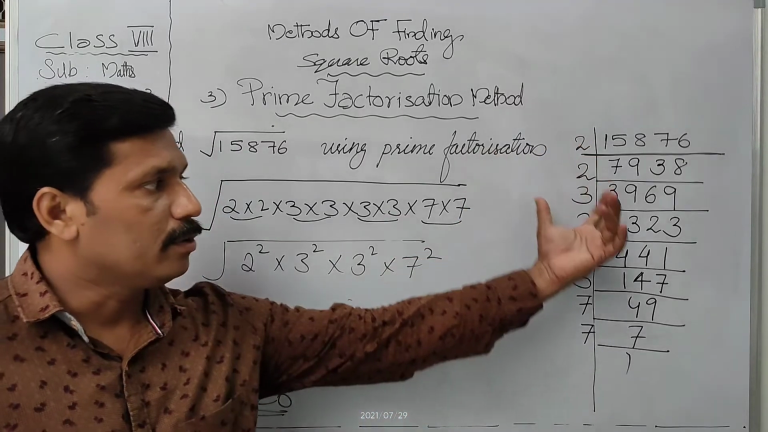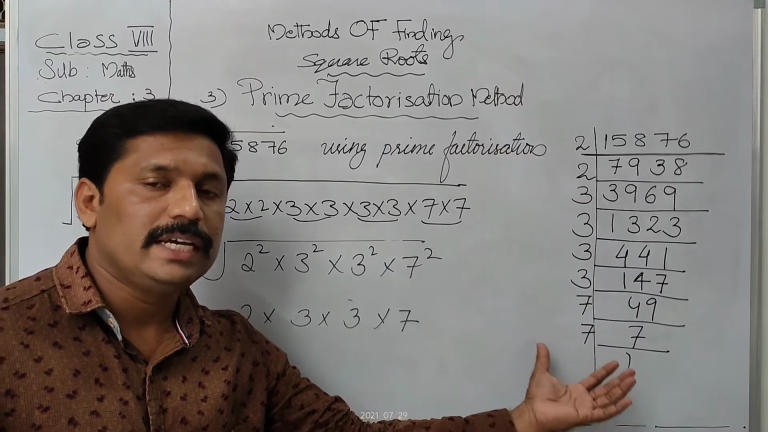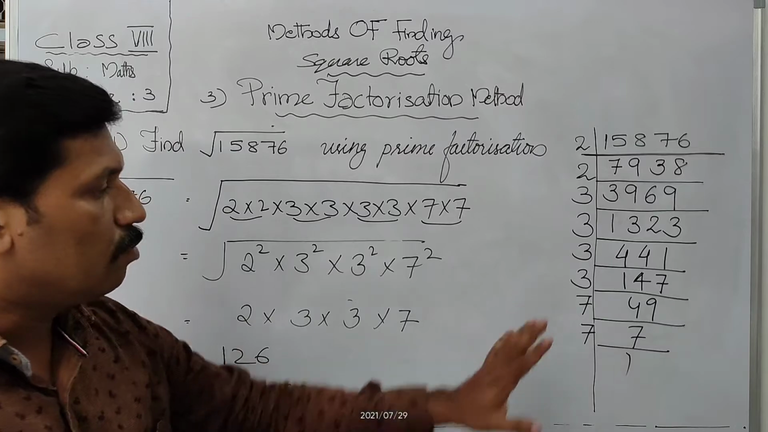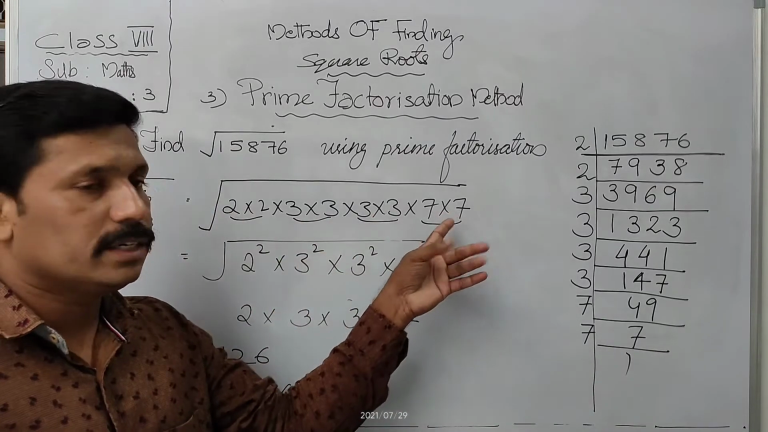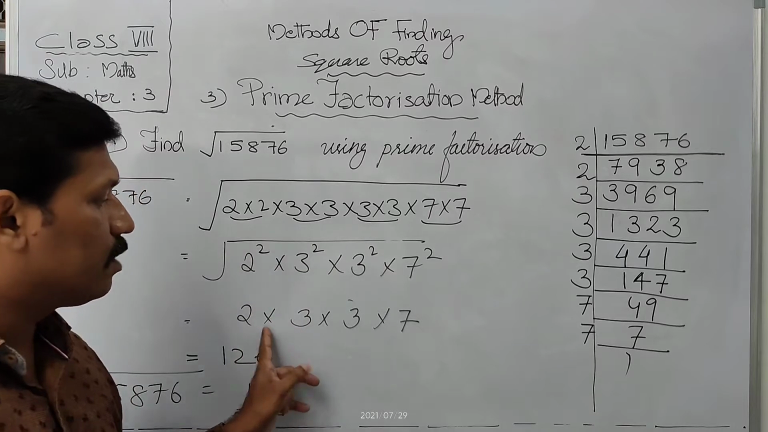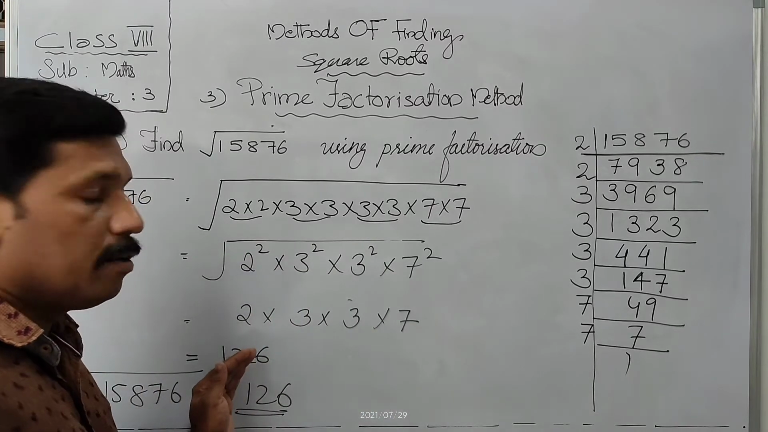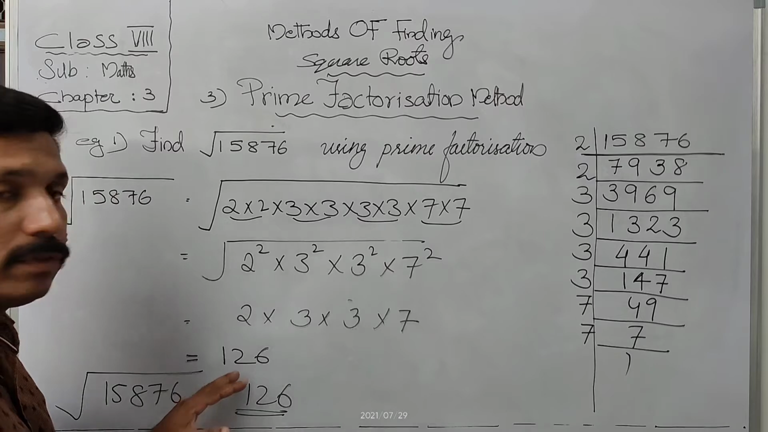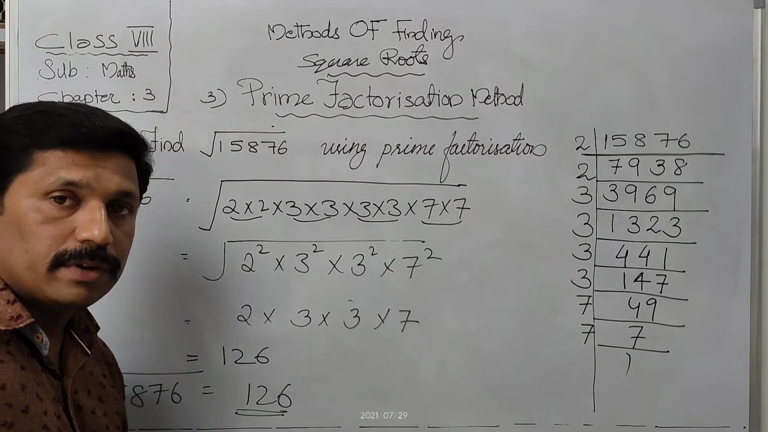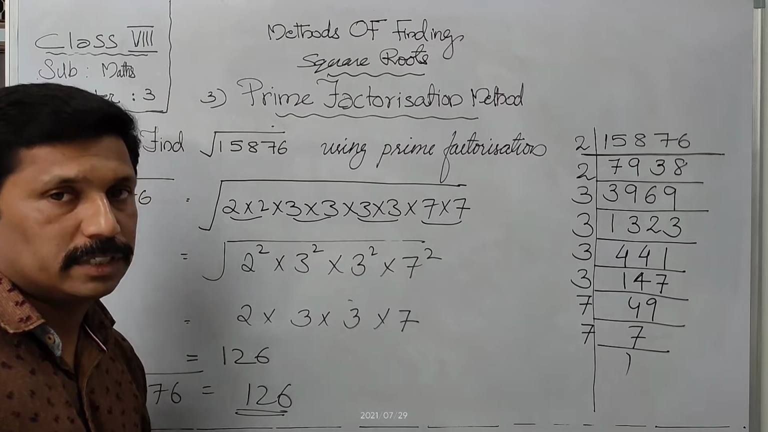In this method, what we are doing first, we prime factorize each number until we get 1, and then write all the factors here, and then we pair the factors, and from each pair we take one factor, and then find out the product of that. The product of these factors will be the root of this number. Okay, one more example I will show you after this.